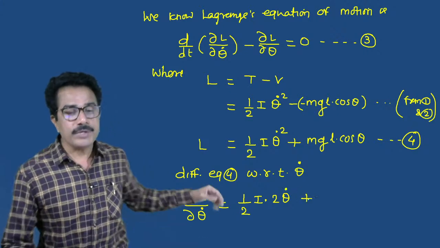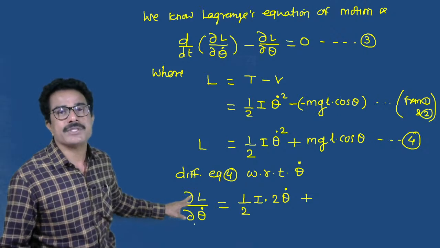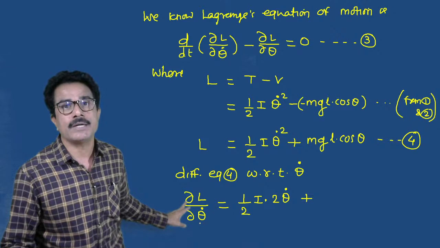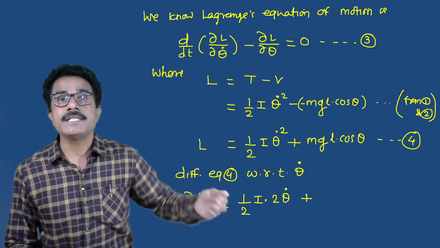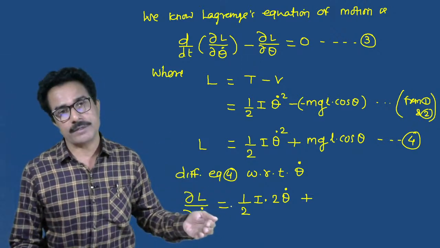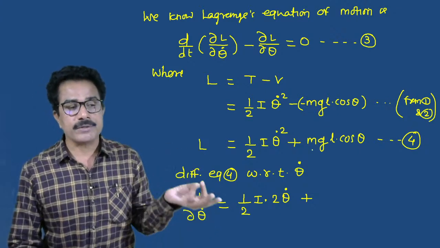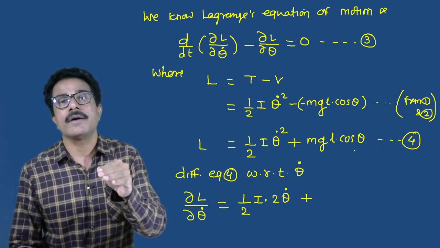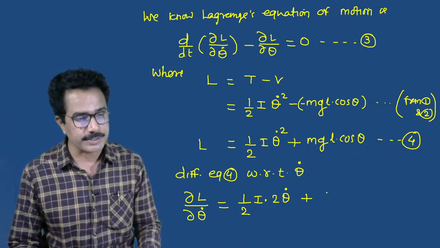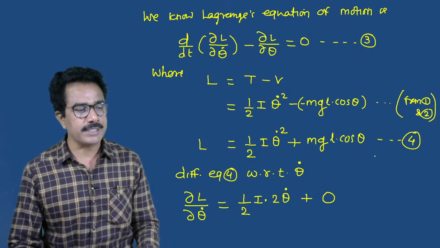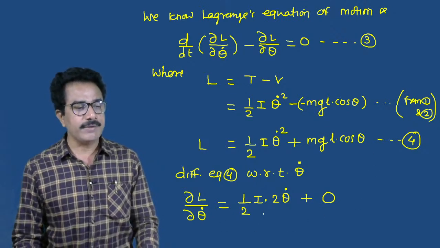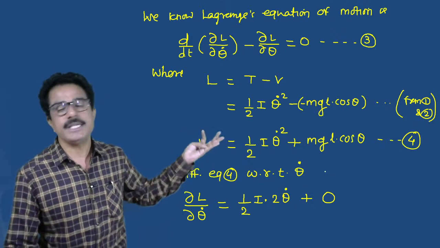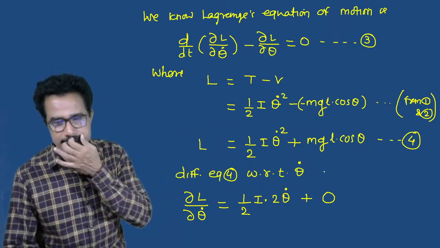Plus, now if we differentiate L partially with respect to theta dot, then theta is also considered a constant coefficient. So m is a constant, g is a constant, L is a constant, and cos theta will also be constant. So in total these quantities are constant, so its derivative is 0. So the derivative of mgl cos theta is 0.